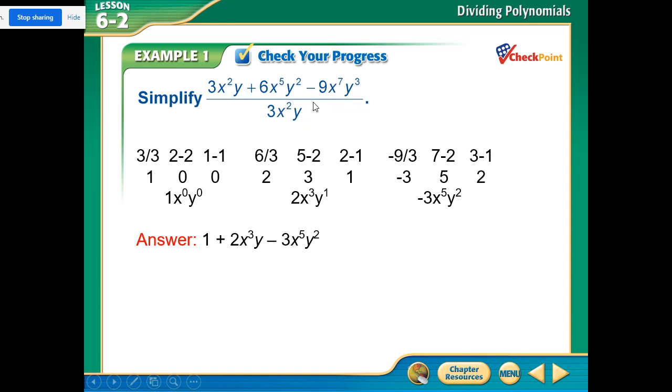So each of them is done individually. If you have to write one as a fraction, you have to go ahead and do that. These do not have to be here, but other problems will be.